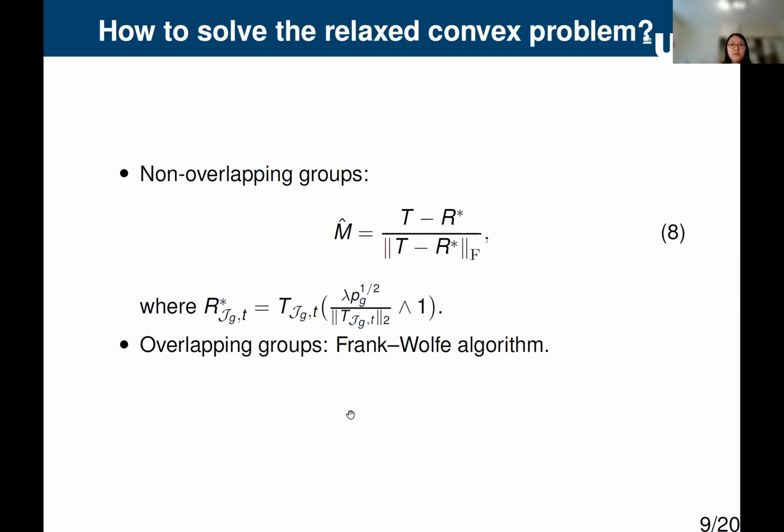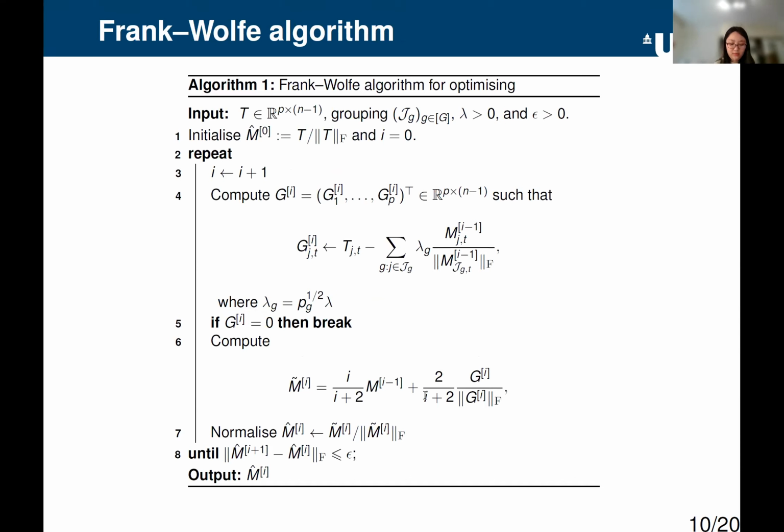Then how can we solve the relaxed convex problem? We have shown that when the groups are non-overlapped, there is a closed form solution for the optimization problem, which is stated here. And if the groups are overlapped, we then use the Frank-Wolfe algorithm. So the Frank-Wolfe algorithm, basically we are performing a gradient descent on a convex constraint set. So the whole algorithm is summarized here.